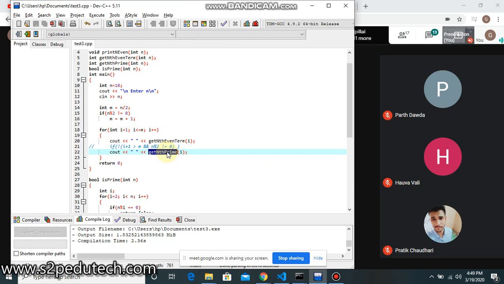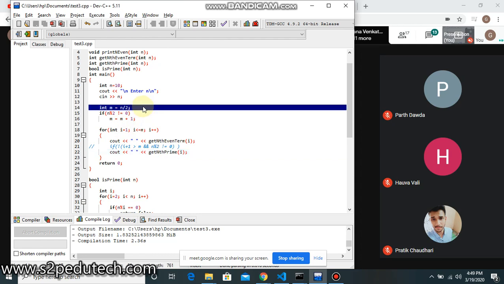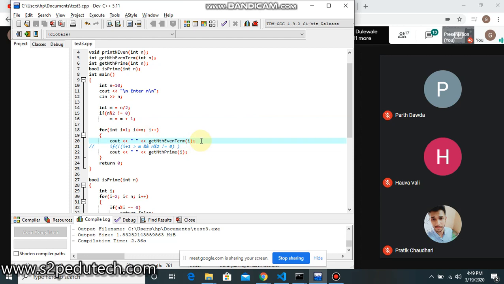Second thing is that if the n which I enter is an odd number, let's say 9, then m would evaluate to 9 by 2, which would be 4 and not 5. So this loop would run for only 4 times and not 5 times. At the max it could print till the 4th even term and 4th prime term. So it would be printing 8 numbers altogether, whereas what I required was 9 numbers, right? So whenever it is an odd number, I am just increasing my m by 1. So this loop now would run 5 times.